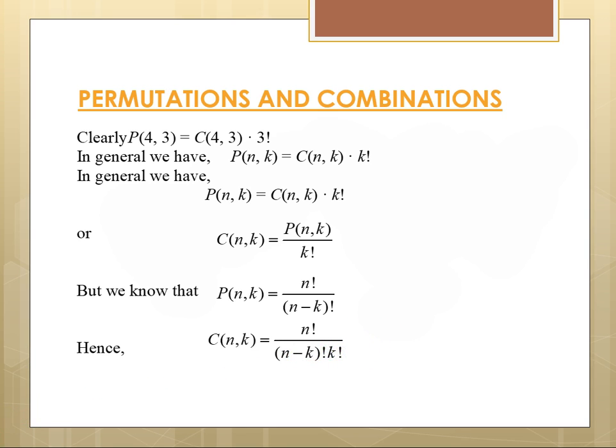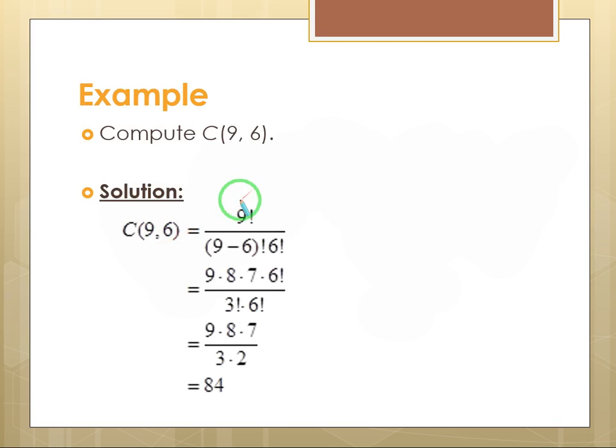So let's come to the example of how we can solve the question using the combination formula. Let's see. The example: compute combination 9 over 6. We can also represent this like this. As I told you before, we can also write it as the 9 and 6 combination.